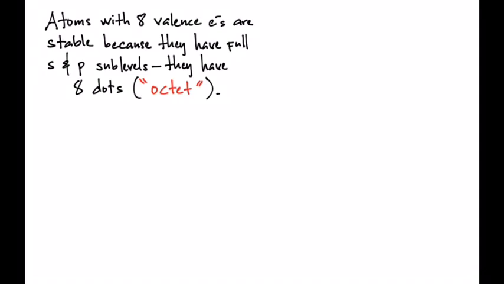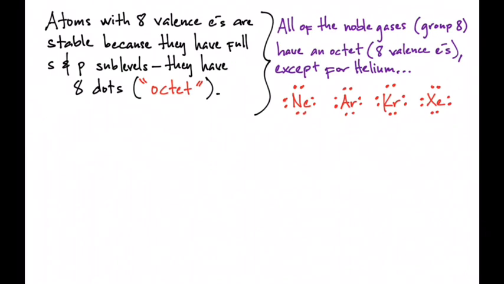And group 8A elements, the noble gases, are known to be the most stable elements in the periodic table. And the reason behind that is because they have full s and p sublevels. They have a full octet, so to speak. So they have 8 valence electrons in their outermost shell. All of the noble gases in group 8 have a complete octet, meaning 8 valence electrons. Like, for example, we have neon, argon, krypton, and xenon. These noble gases are considered stable, and the reason why is because they have a complete octet, or 8 valence electrons.